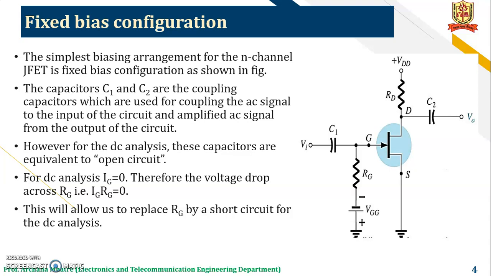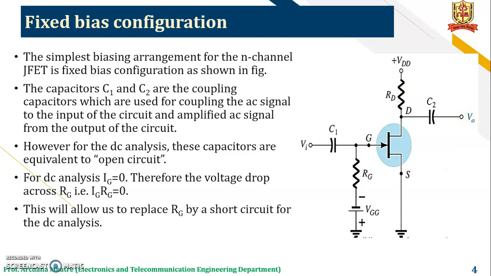Now first, biasing is fixed bias configuration. The simplest biasing arrangement for the N-channel JFET is fixed bias configuration as shown in figure. Here you can see this is a gate terminal, drain and source terminal of FET. Here in gate terminal, the capacitor and resistor is connected. The voltage supply is given to the gate terminal. The VDD is the positive voltage given to the drain terminal, and here the output voltage will be calculated.